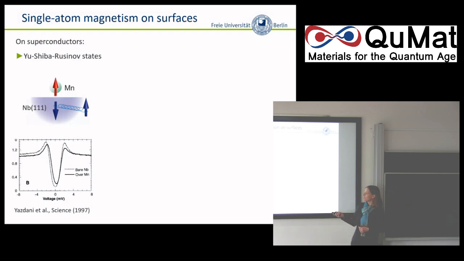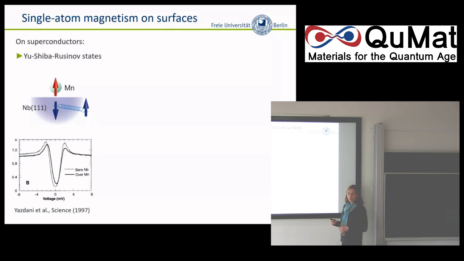Okay, so first of all, these types of graphs will be there for the rest of the talk. So this is a differential conductance recorded as a function of the bias voltage. And for the superconductor itself, so if you measure on the plain substrate, you have this superconducting energy gap that's symmetric around the Fermi level. But what they found at that time is that if you do not measure far away from the atom, but just directly on top of the atom and you record the differential conductance, it looks slightly asymmetric.